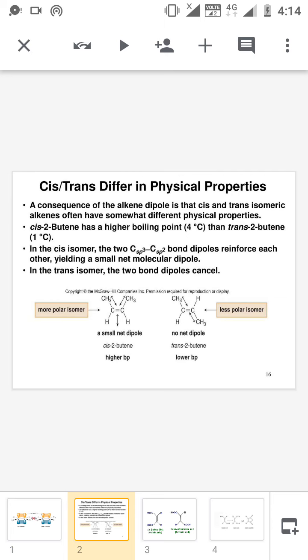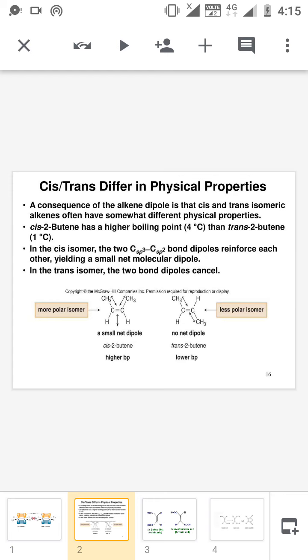This is mainly due to the lower symmetry of the cis isomer. As you know, it is very difficult to close pack the cis isomer, but we can closely pack the trans isomer. Due to the lower symmetry, we cannot close pack the cis isomer. That's why the cis isomer shows the lower melting point. This question is very important, a frequently asked university question.